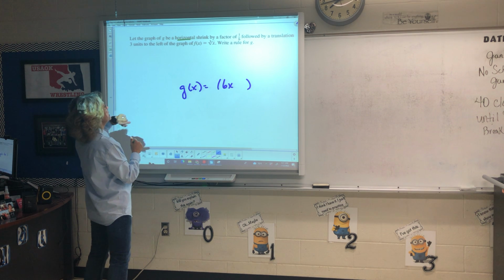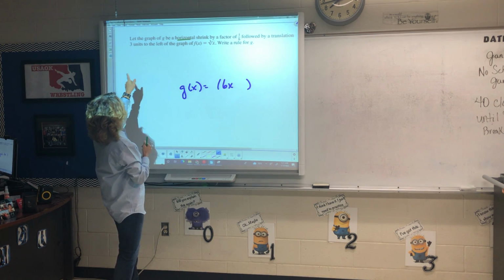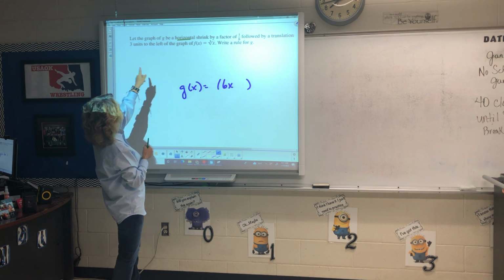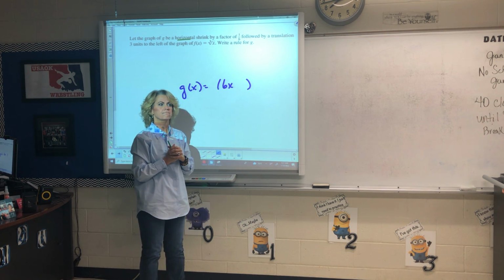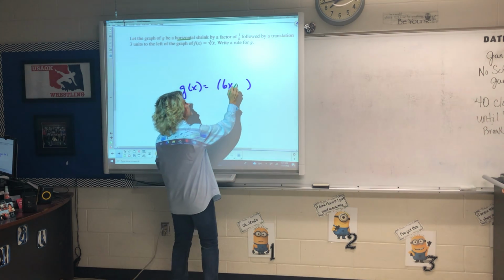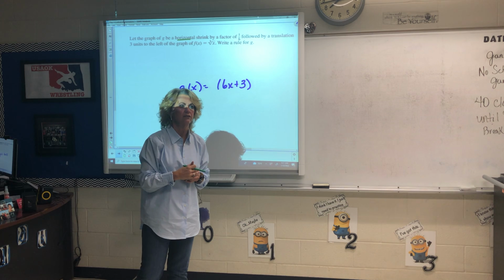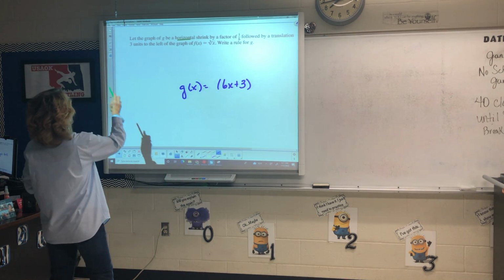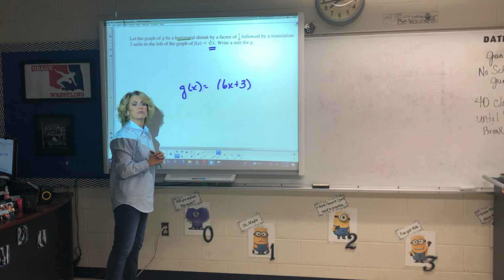So, followed by a translation. So, it told me to do this first, yes? Then it said 3 units to the left. So, do I write +3 or -3? +3, because it's X minus H, minus a negative is plus a positive, yes? Okay. To the left of, and now that's what I started with, the cubed root, right or wrong.